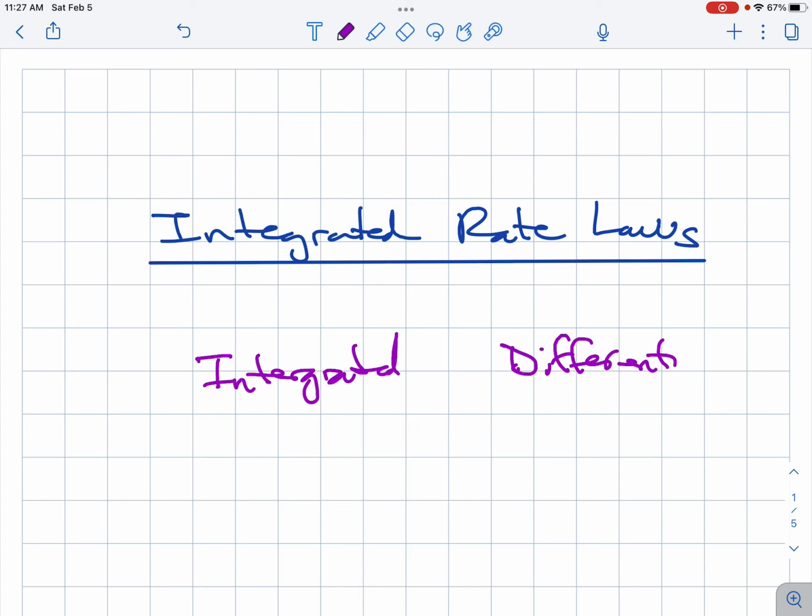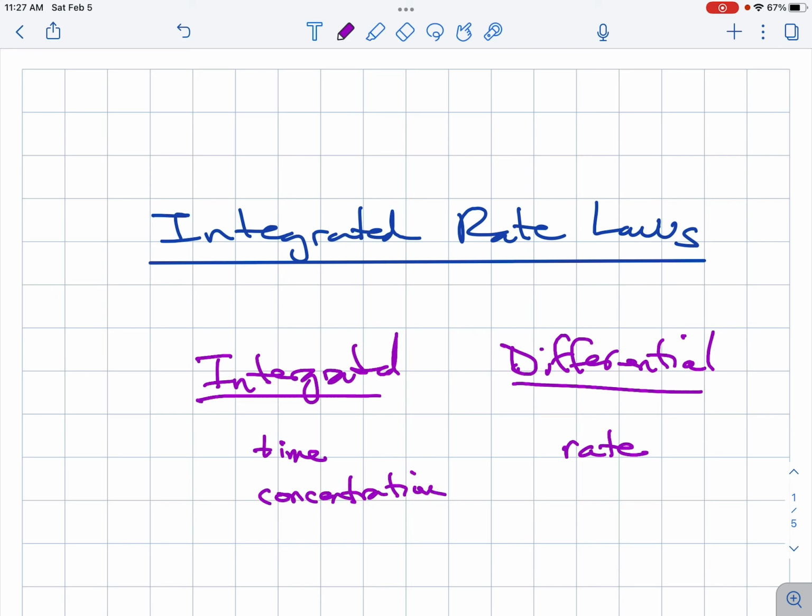If you've had calculus, you might recognize these terms. If you haven't, don't worry about it. The key thing is that integrated rate laws are going to involve time, and differential rate laws are going to involve rate, all right? So under the integrated, we could also put concentration in there as well, all right? So time and concentration are going to be found in integrated rate laws. Rate and concentration in a different way are found in differential rate laws, which I'm going to show you in just a moment.